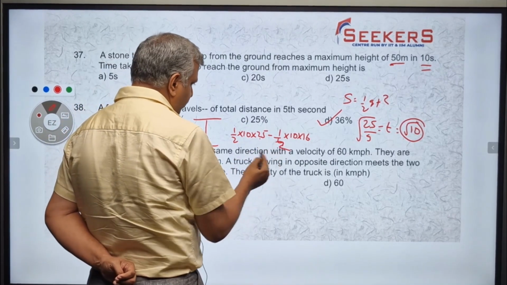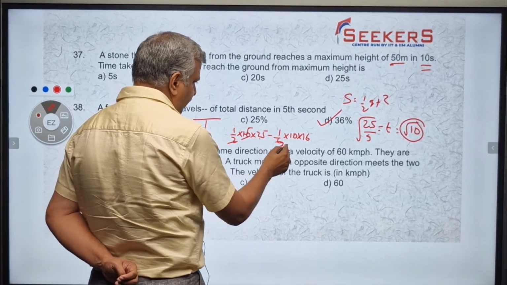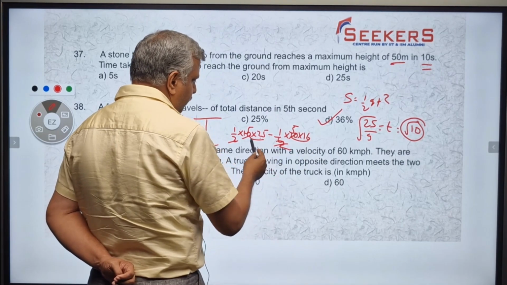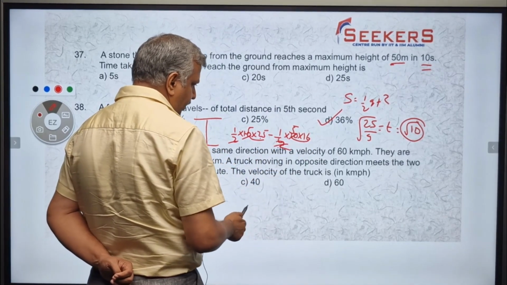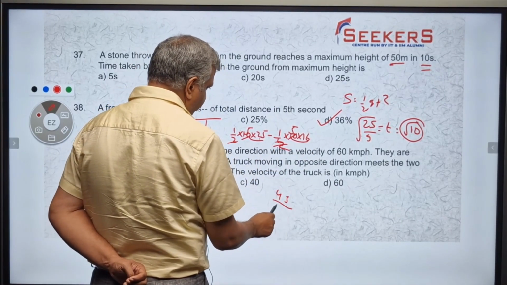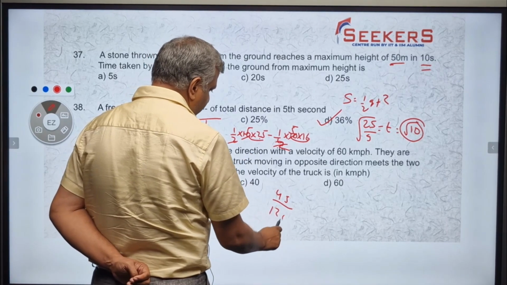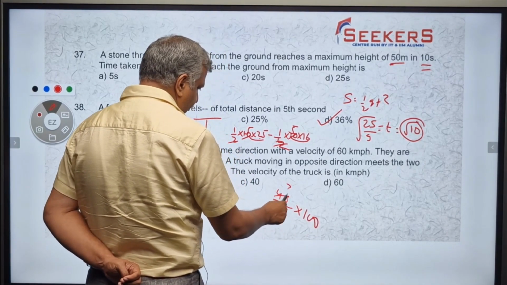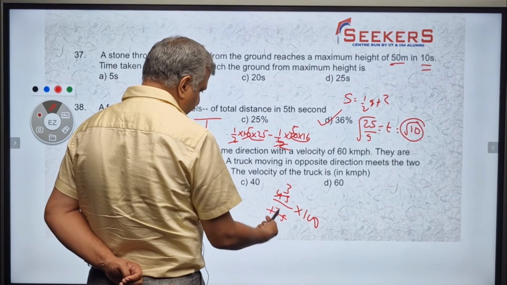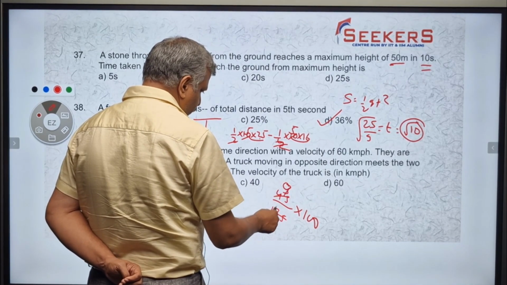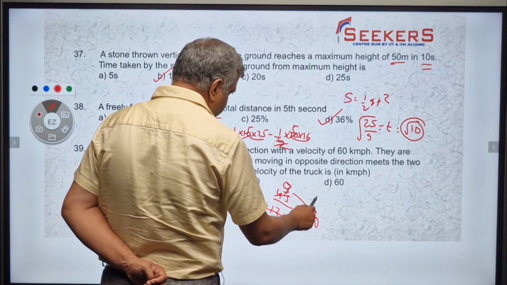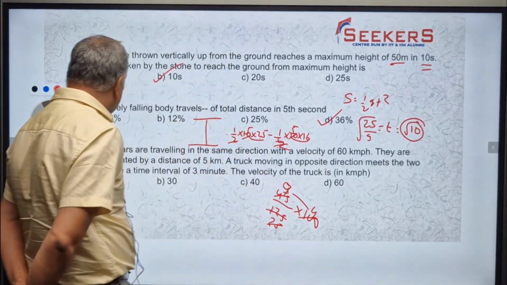So this should be half into that much, but let me see how I get it. This is again 5, this is 125, this is 80. So 125 minus 80 is 45. So 45 by 125 into 100. 15 will go 3 times, 15 will go into 125, 15 doesn't go. So 5 will go 9 times, 5 will go 25 times, 25 will go 4 times, 9 into 4 is 36. So that's the answer.